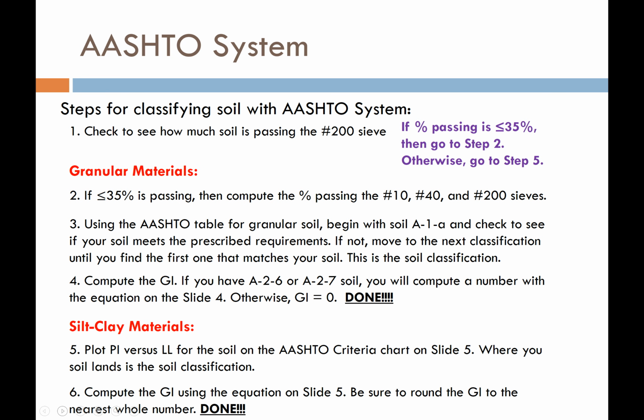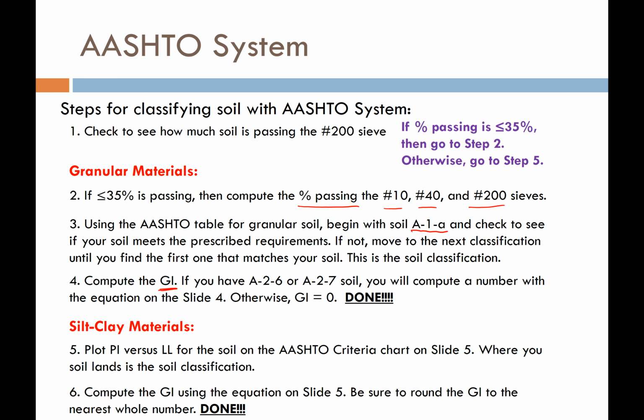For granular materials, once you know that it's a granular material, you need to compute the percent passing for the number 10, number 40, and number 200 sieves. And then you need to use the AASHTO table on the previous slide and begin with the soil A-1-a, and like we talked about before, just start moving to the right until you find the soil name whose criteria match all of the criteria of your soil. Once you have that, move on to step 4 and compute the group index.